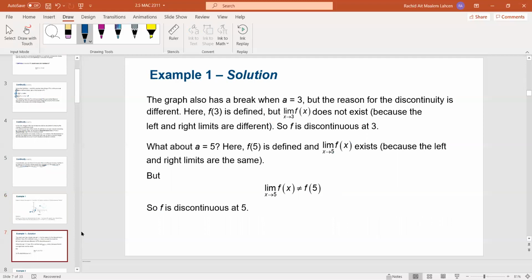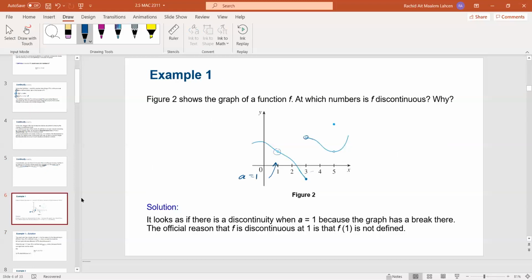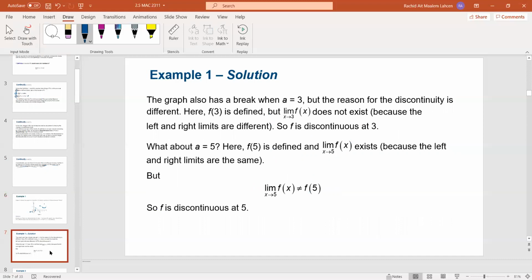And for the second one, the limit does not exist because of that jump. And of course, for 5, the limit of the function and f of 5 are different, right? Because the limit, as we mentioned, is there, but f of 5 is this value here. So this shows you 3 different kinds where the 3 conditions are not met.